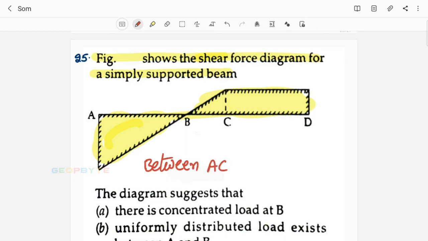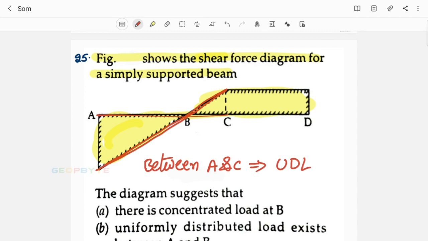between A and C, see how the shear force diagram is varying? Linearly varying. Since the shear force diagram is linearly varying between A and C, therefore, between A and C, there might be UDL. Under UDL only, the shear force diagram is linearly varying.